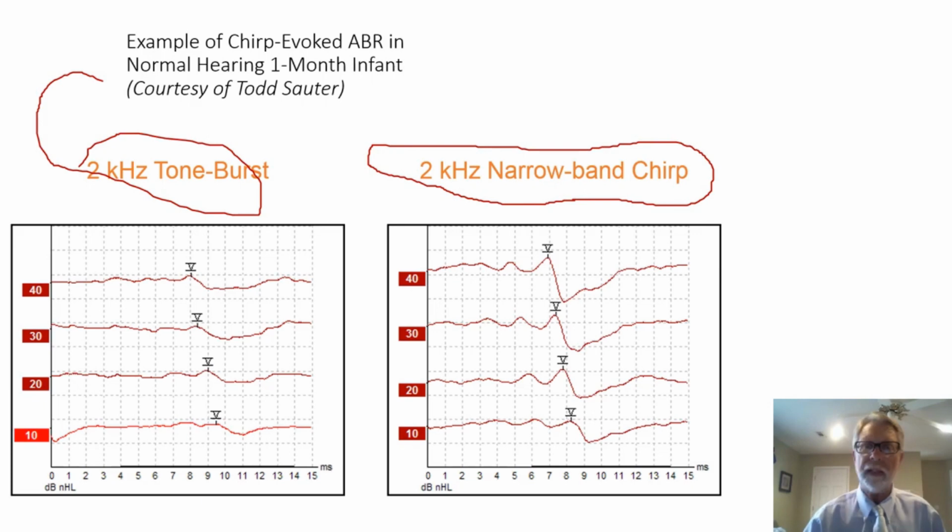So you get a response faster. And not only is it faster, but it is a higher amplitude. So within fewer averages, you can pick out exactly where wave 5 is and proceed to the next intensity.